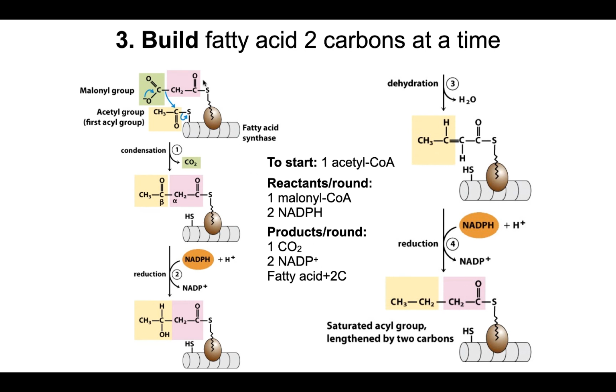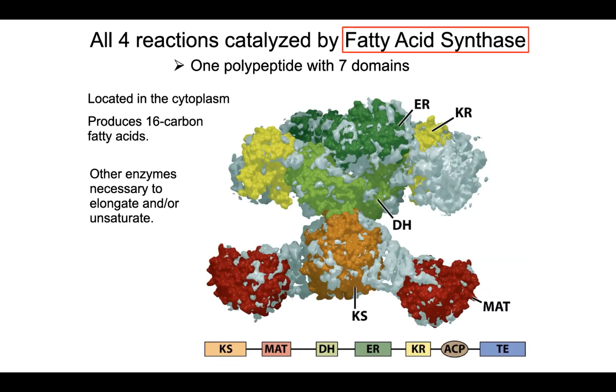Now the enzyme that catalyzes all of these 1, 2, 3, 4 reactions actually exists in a single polypeptide chain that has 7 different domains, each domain acting with specific catalytic activity. So it's pretty incredible. It's a complex enzyme, a complex protein. Now, the maximum size fatty acid that we can get from this enzyme is 16 carbons. Any fatty acids bigger need another set of enzymes to elongate it further or to unsaturate it to add double bonds. But those are enzymes that are not necessary to know for this course.